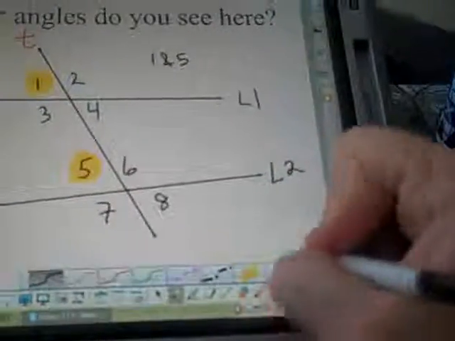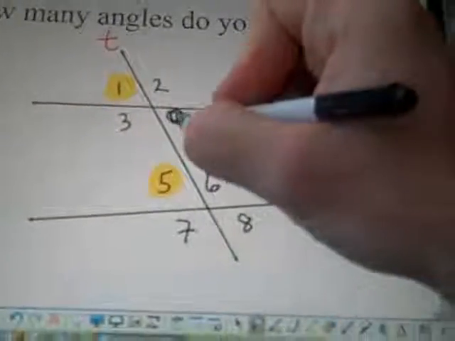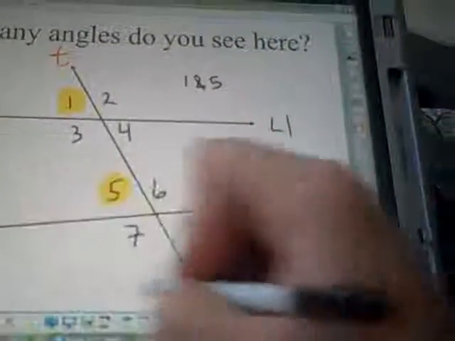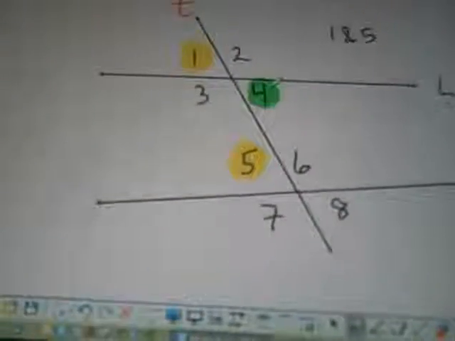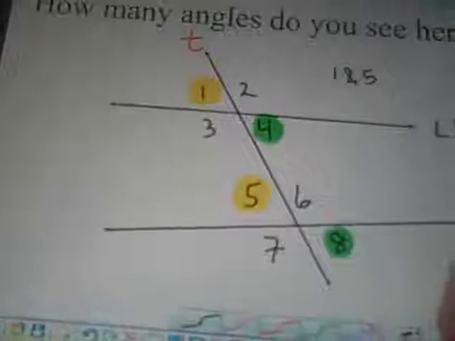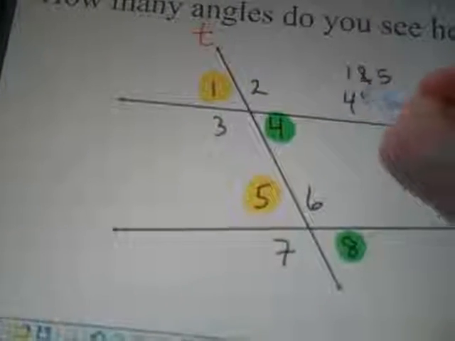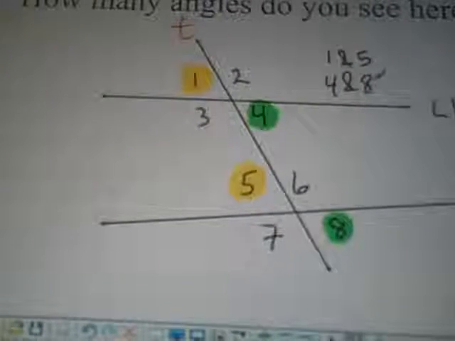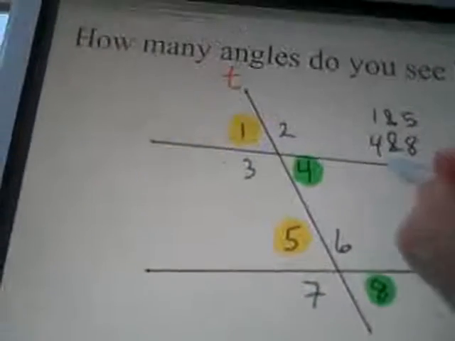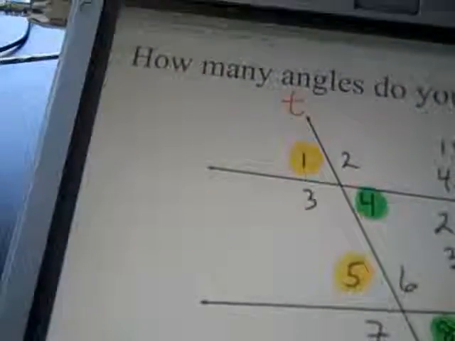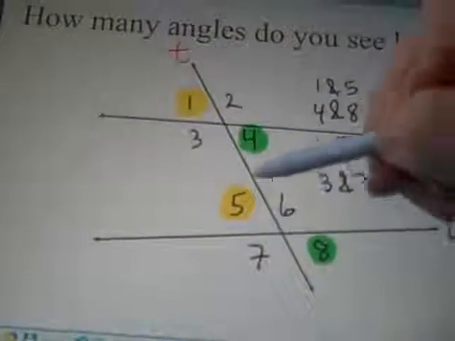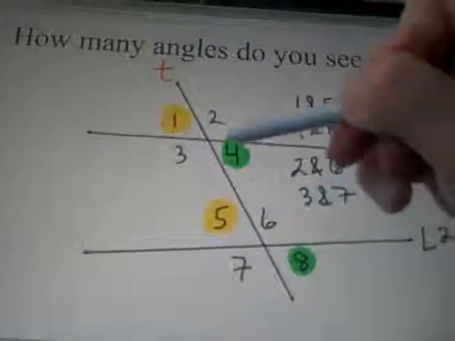Let's look at another one. What about if I choose 4? Let's say I choose 4. That's my lower right. Well, if I look on line 2, my lower right is angle 8. There's another one, 4 and 8. What would be another one? You're right, 2 and 6. And finally, 3 and 7. There's your corresponding angles. They have to line up. Okay, they've got to line up.